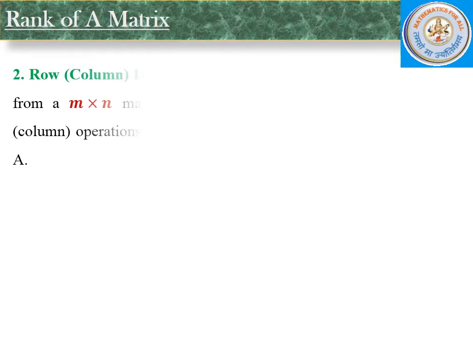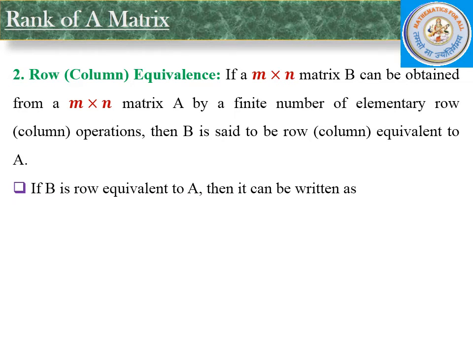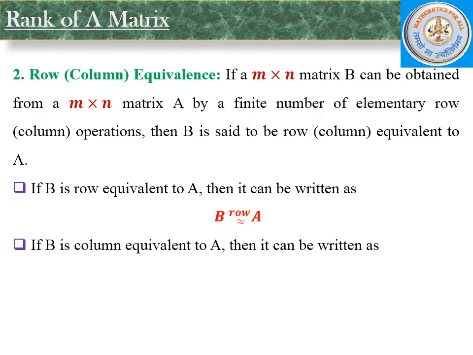Now the next point we have to discuss here is row or column equivalence. Suppose we have given an m cross n matrix that we define as B. If we obtain B from another m cross n matrix A by a finite number of elementary row or column operations that we have discussed earlier, then B is said to be row or column equivalent to A. Suppose B is row equivalent to A, then it can be written in this way. Similarly, if B is column equivalent to A, then we can write it in that form. So in this way we can define two equivalences, row and column equivalence. In row equivalence we have to apply row operation, and in column equivalence we have to apply column operation.